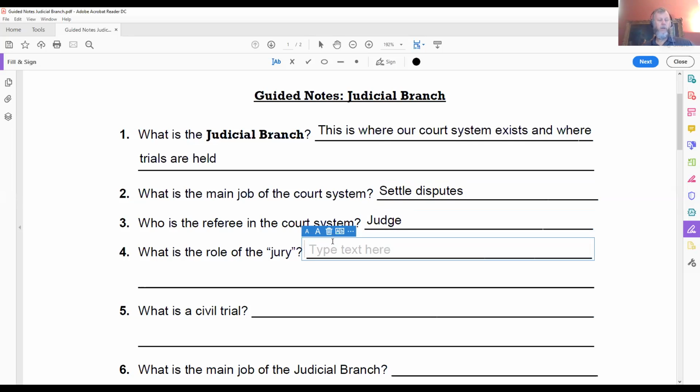Now, we've seen trial by jury since we started learning about the history of America. And it goes all the way back to Magna Carta in about the 1300s. Trial by jury has been something that has been very important for people. Every Bill of Rights has included trial by jury in it. So again, the jury is an important part.